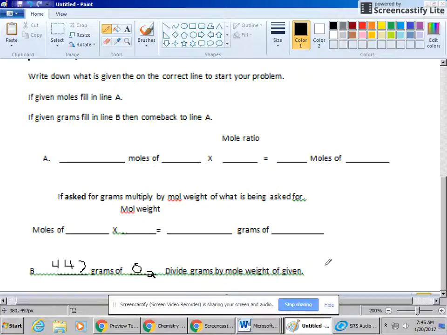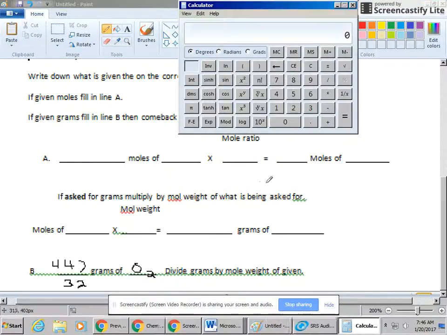Divide grams by the mole weight of the given. That is 32, because 16 and 16 is 32. The mole weight of oxygen is 32. So the atomic weight of oxygen is 16, we have two of them, so that's 32. So now in our calculator, 447 divided by 32 equals 13.97. That's how many moles we have.